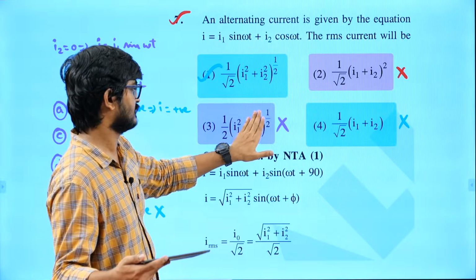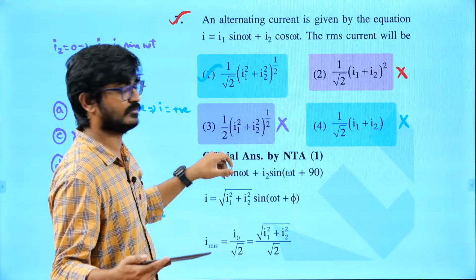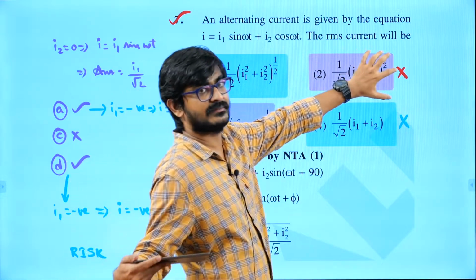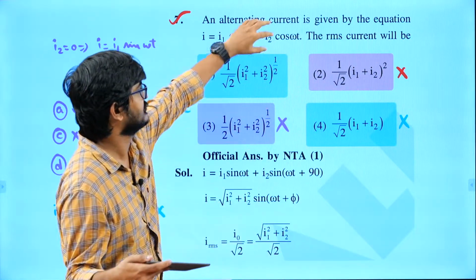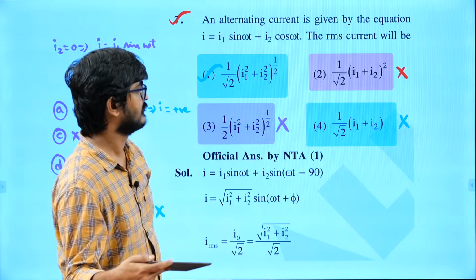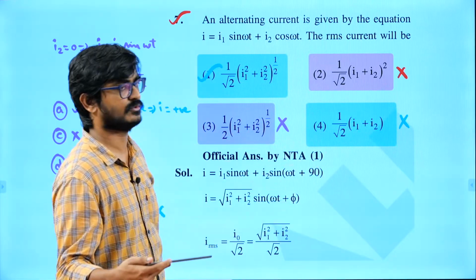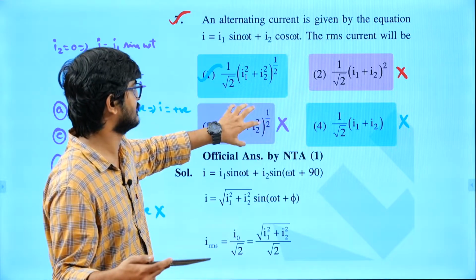When you substitute this one 0, then you are getting I1 by 2. But you know the answer must be I1 by root 2. So you can eliminate this one also. This one you eliminated by dimensional analysis. This one you eliminated by seeing what will happen when I2 is 0. Now what about this one? If you substitute I2 equal to 0, then you are getting I1 by root 2. So by substituting I2 equal to 0, you can eliminate only this one.